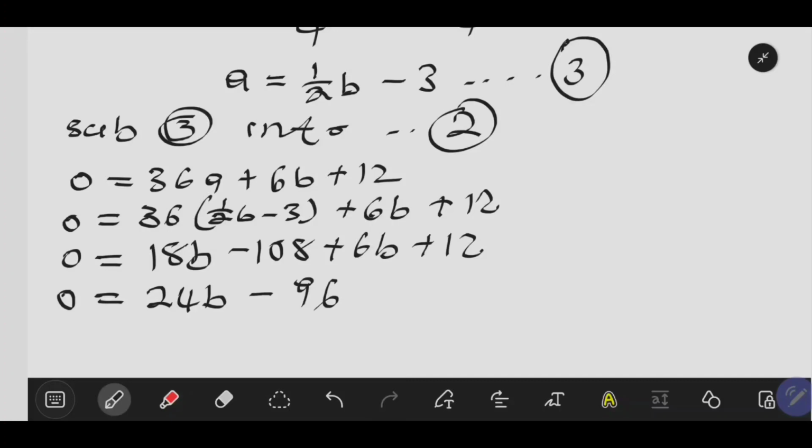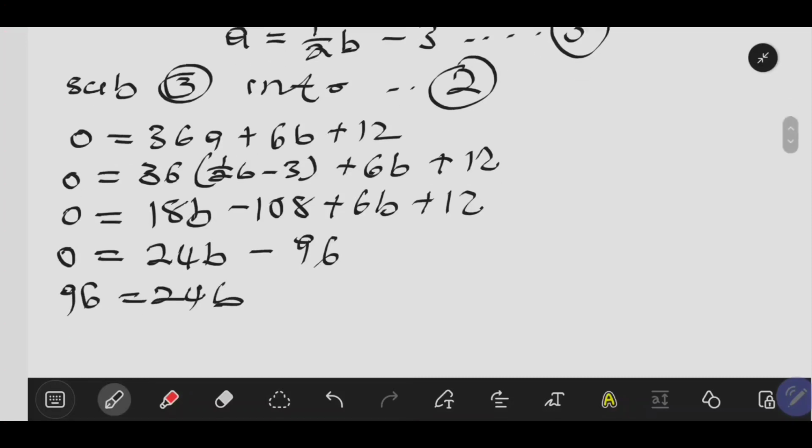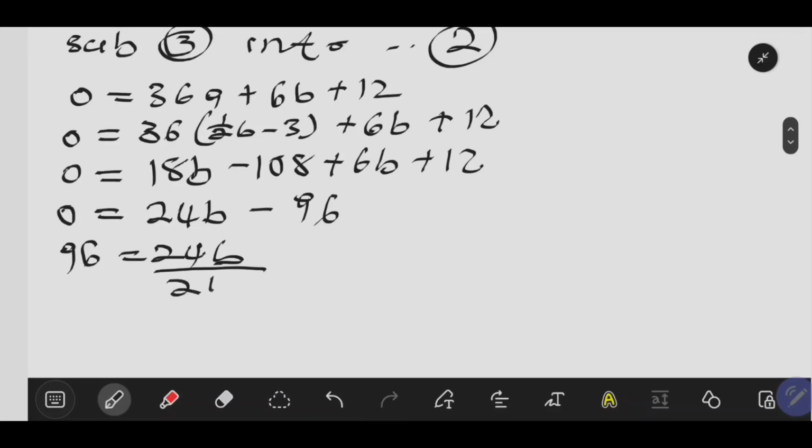Then we take 96 to the other side, and it becomes 96, which is equal to 24b. And then we divide both sides by 24. Then our b value becomes 4. So we have already found our b value.